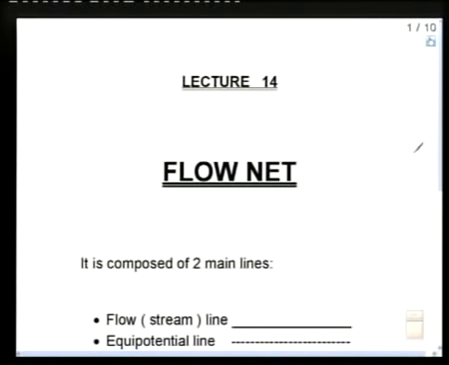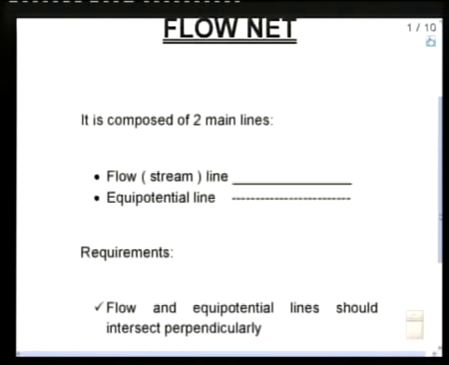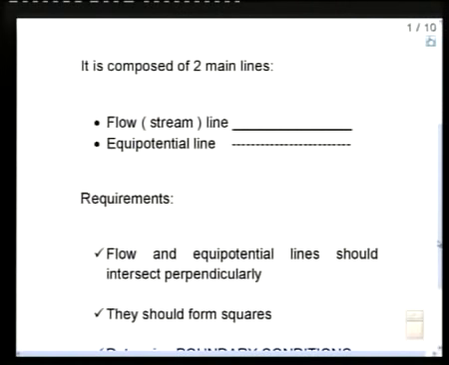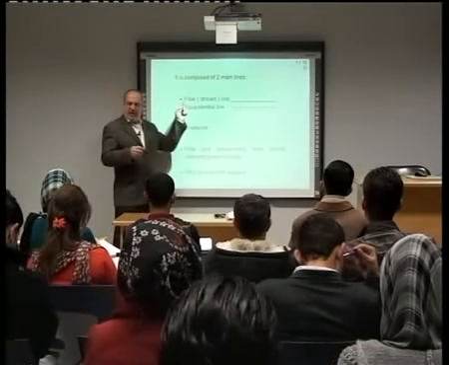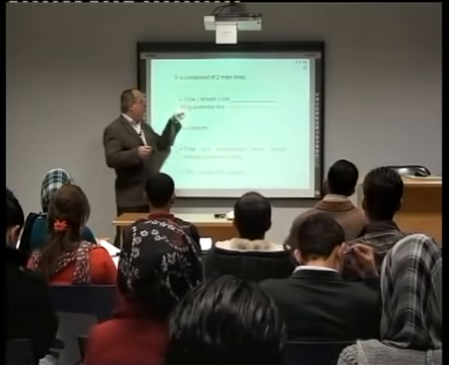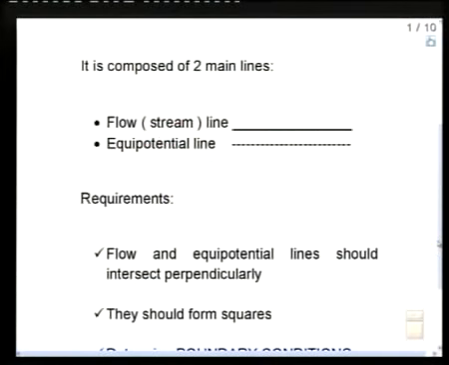FlowNet. I explained to you that FlowNet needs two types of lines. Okay? Two lines. I explained this previously, but I will repeat it again today. We will have one type of lines which we call flow or stream lines, and it should be represented by a solid line. Okay? And we will have equipotential lines, which will be represented by this type of line. Okay? So these two lines will intersect each other to form a net. A net. Okay? Now, there should be some requirements to draw this net.